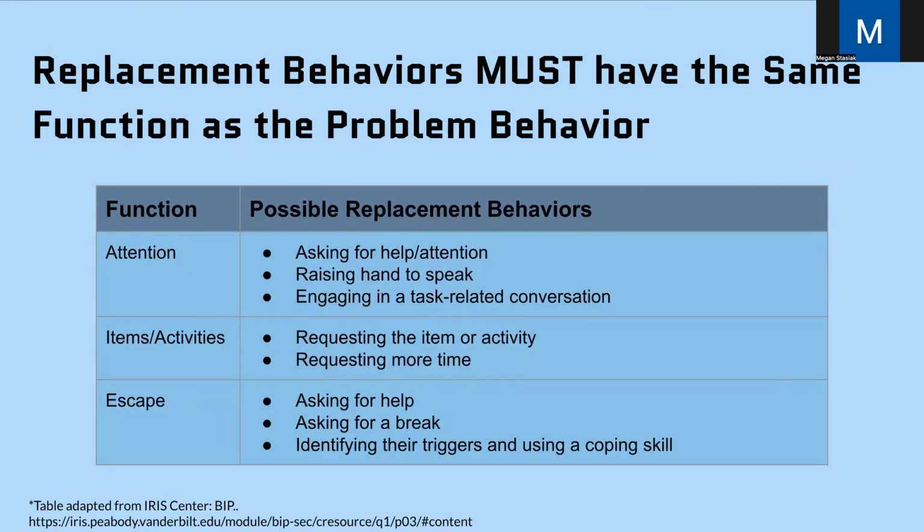If items or activities are a function, maybe requesting more time. Requesting the item could be a replacement behavior. If escape or avoidance is the function, maybe learning to ask for help, maybe asking for a break, or even identifying their triggers and using those coping skills. So, a lot of different options you can use for each of these functions.